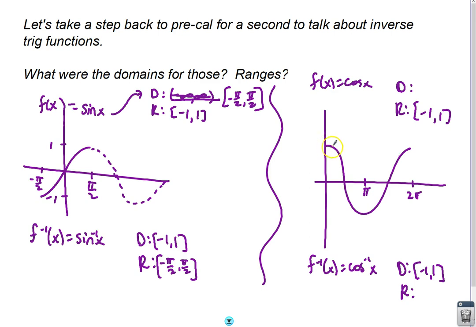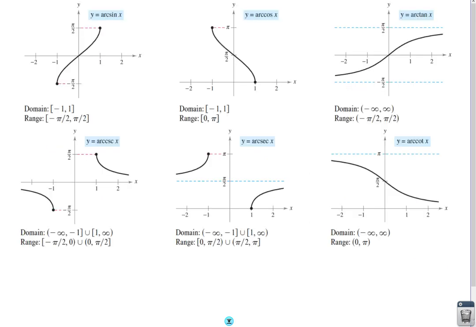So I just want these y values right here, so that way I don't have any repeats. So my domain restriction is going to be from 0 to pi, which means my range is just from 0 to pi in my inverse cosine function. Okay, so if we were to look at all of these together, this is all 6 inverse trig functions. Now this is the actual graph of the inverse trig functions, okay?